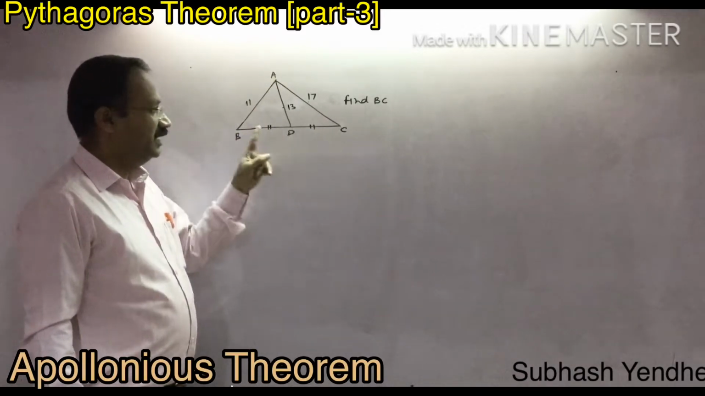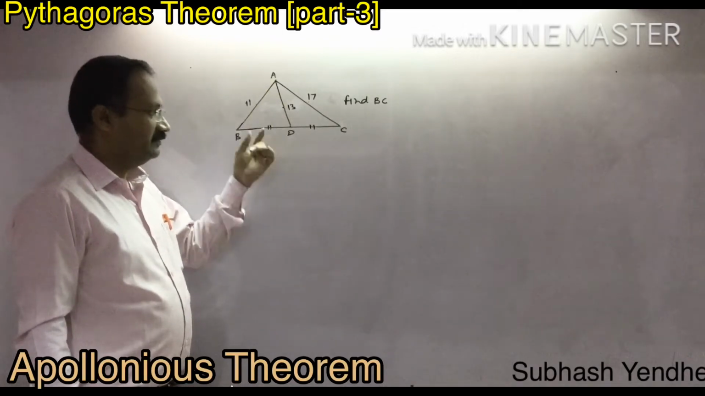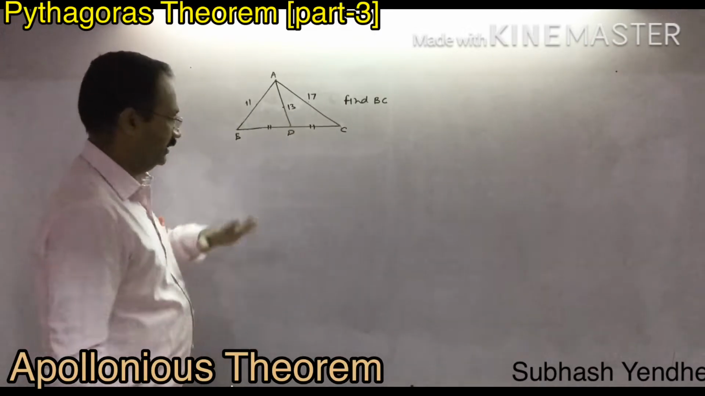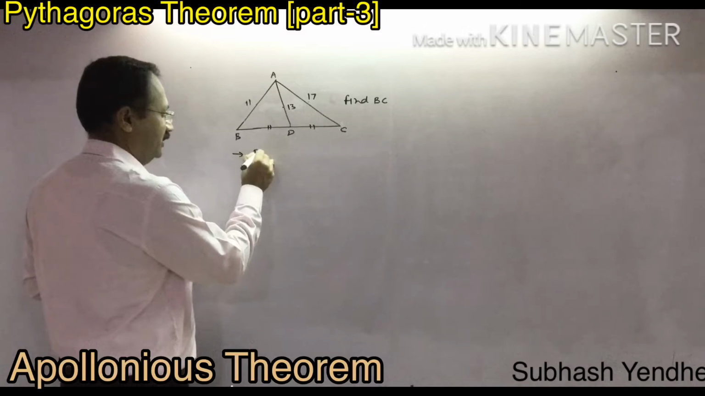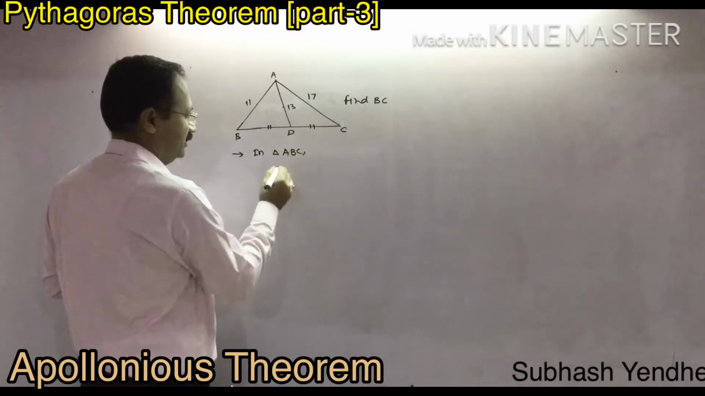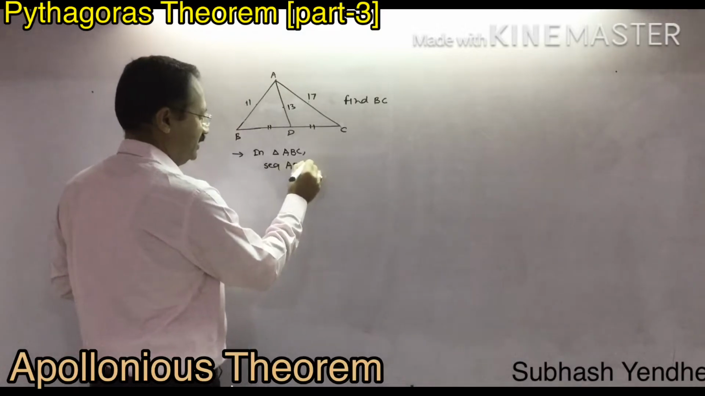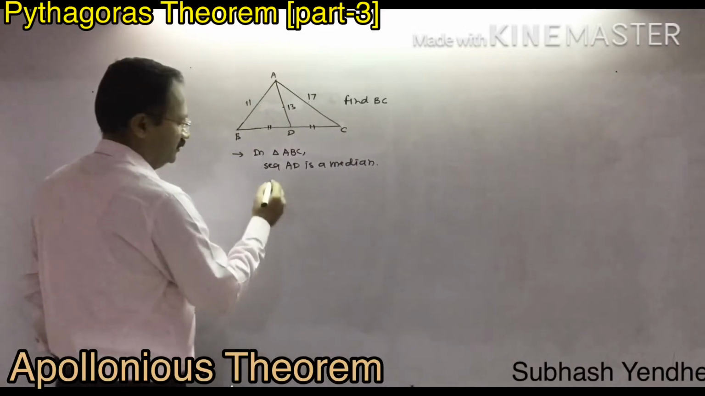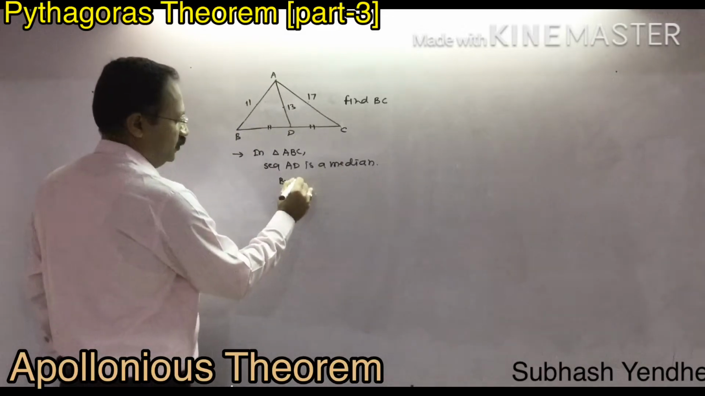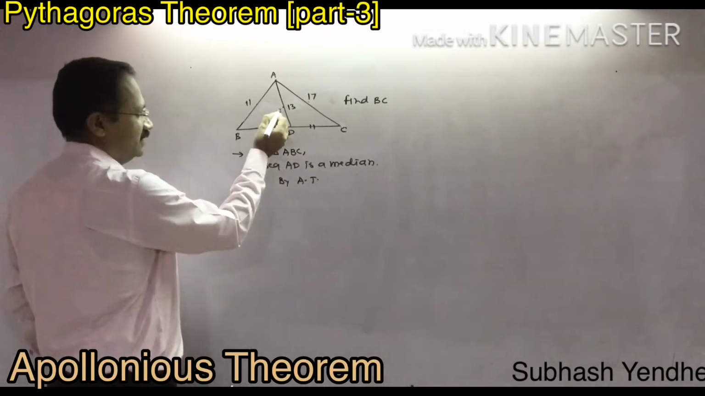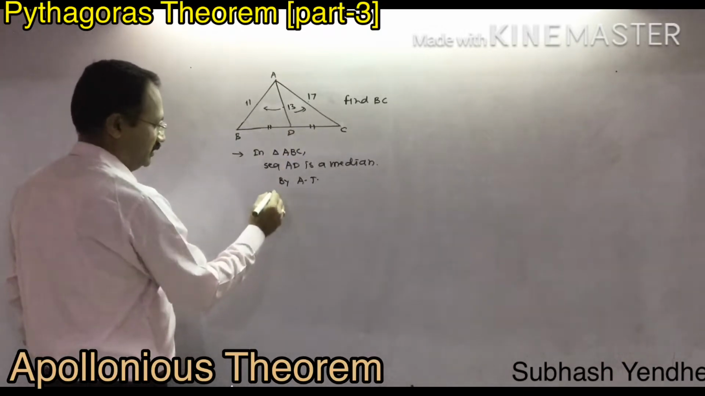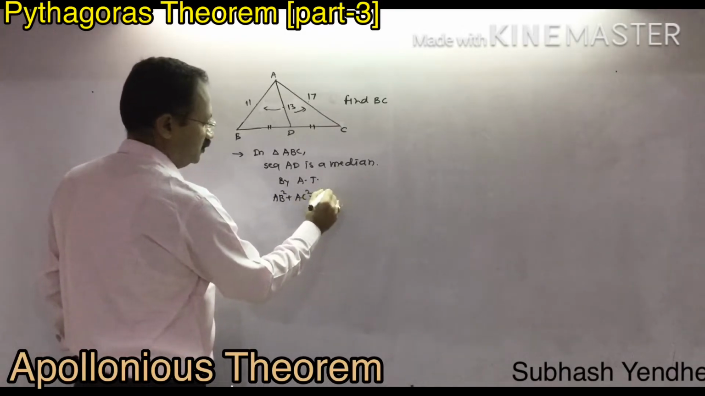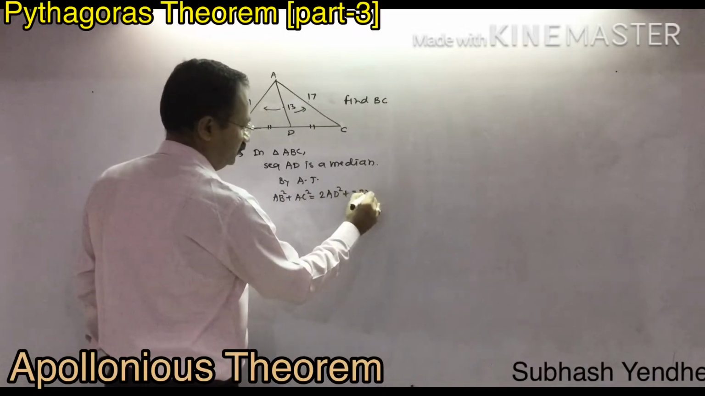See in this diagram, AD is the median and D is the midpoint. So therefore, I am going to use Apollonius theorem. So you have to write it like this. In triangle ABC, segment AD is the median. Either you can write it D is the midpoint. This is given. So by Apollonius theorem, it tells us that the two sides which are related to AD are AB square plus AC square equal to 2AD square plus 2BD square.